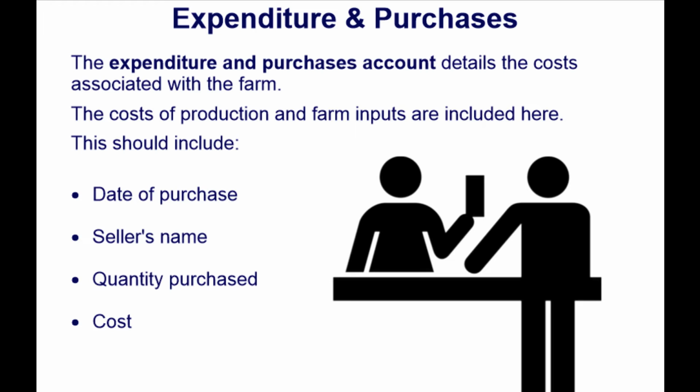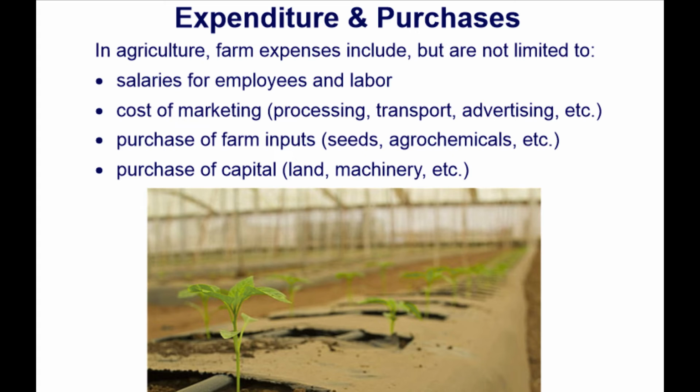Expenditure and purchases. The expenditure and purchases account details the costs associated with the farm. The costs of production and farm inputs are included here. This should include date of purchase, seller's name, quantity purchased, and cost. In agriculture, farm expenses include, but are not limited to, salaries for employees and labor, cost of marketing, processing, transport, advertising, etc., purchase of farm inputs, seeds, agrochemicals, etc., and purchase of capital, land, machinery, etc.